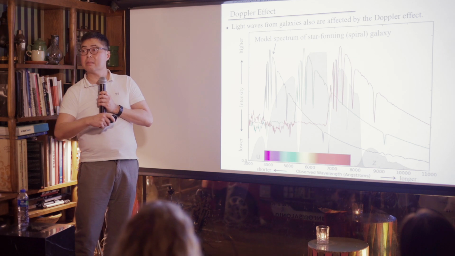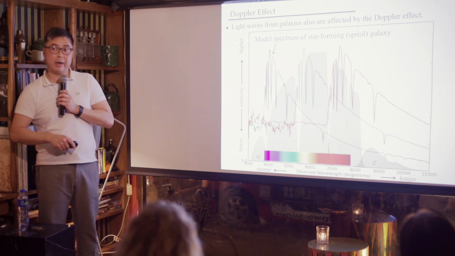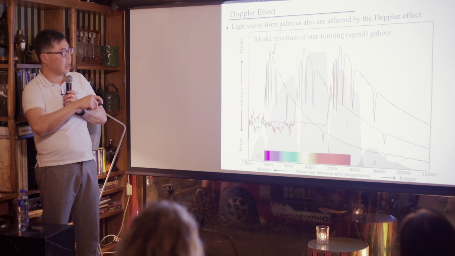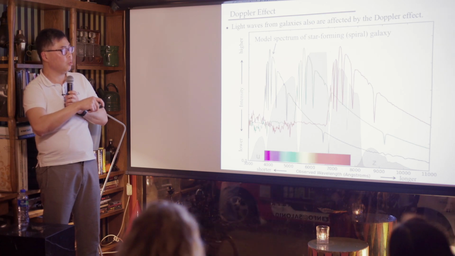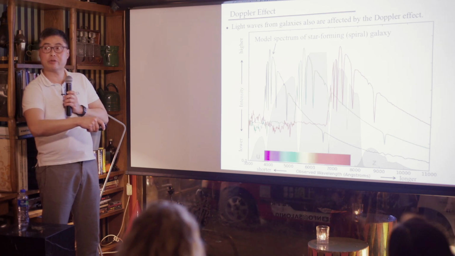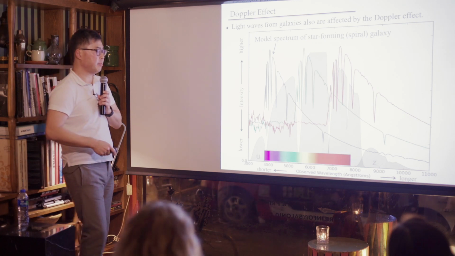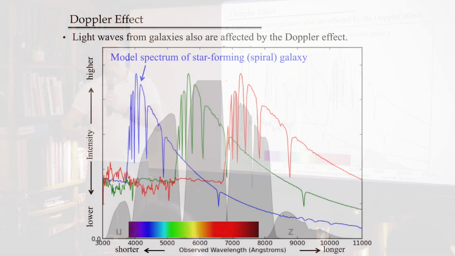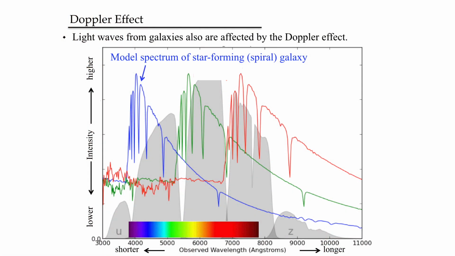It's a spiral galaxy. If you look at a spiral galaxy, you find that it produces more light in the blue than in the red part of the spectrum, and that's because spiral galaxies are forming stars. Young hot stars tend to emit most of the light in the blue. So this is what the spectrum of a galaxy would look like. Now this is a spectrum of a nearby galaxy.